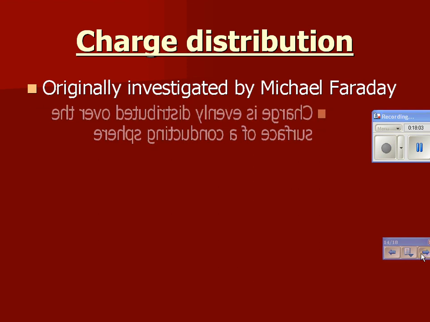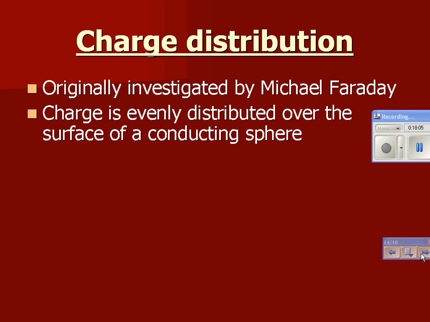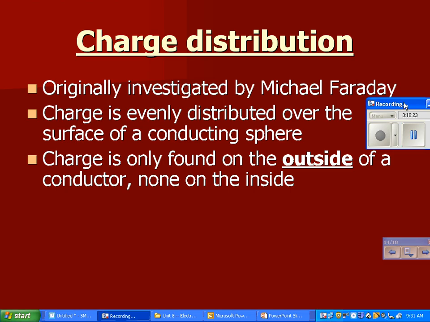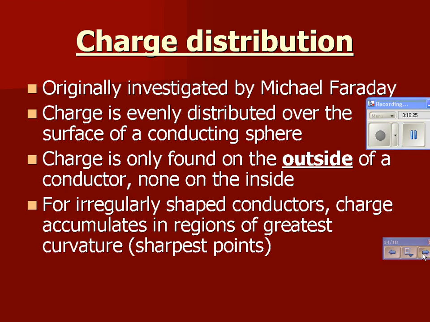And what he found is that if I have a conducting sphere, the charge will actually spread itself out nice and evenly all around, which makes sense because those electrons are going to be repelled from each other. But he also found that the charge is found only on the outside of a conducting material. On the inside, it's always neutral, which is kind of cool. And if something is irregularly shaped, then charge will accumulate in regions of greatest curvature, at the pointed parts. That's where the charge is going to accumulate.